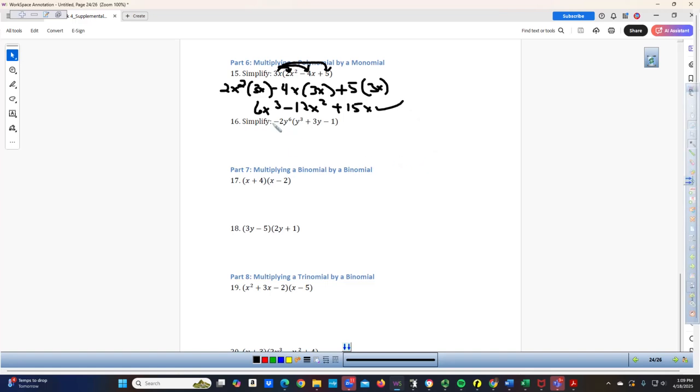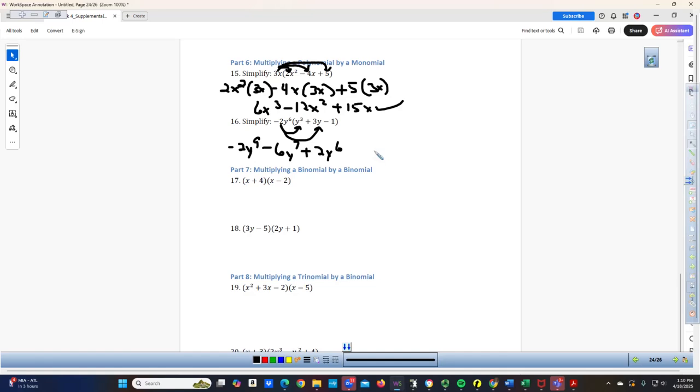Same thing with number 16. We just got to pay attention to this negative. So now the negative 2y to the 6 is going to multiply into y cubed, giving us negative 2y to the 9th. And then negative 2y to the 6 times a positive 3y is going to be a negative 6y to the 7th, because a negative times a positive is negative. And then negative 2y to the 6 times negative 1 is just going to be positive 2y to the 6.